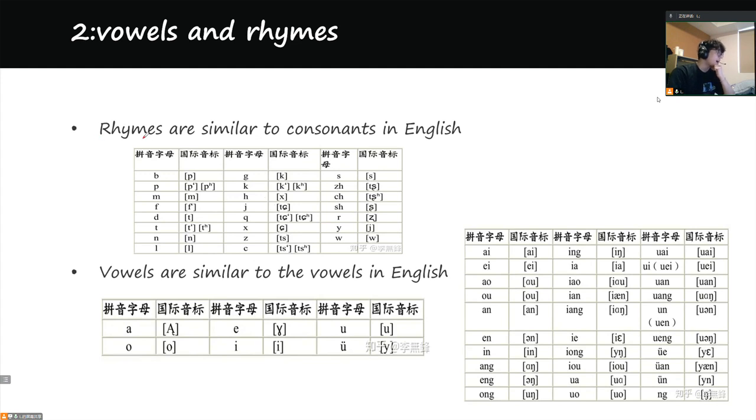First, initials are similar to consonants in English. We pronounce z as z in English. The finals are also similar to the vowels in English. Like we can pronounce it as it is in English, and the vowel i is also the same.